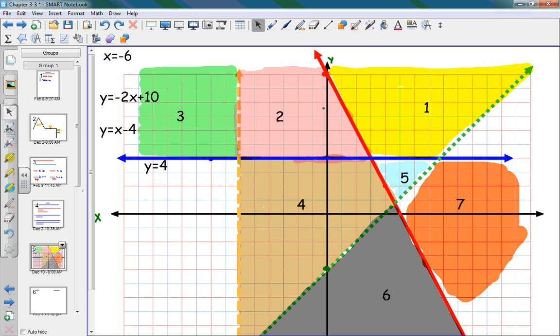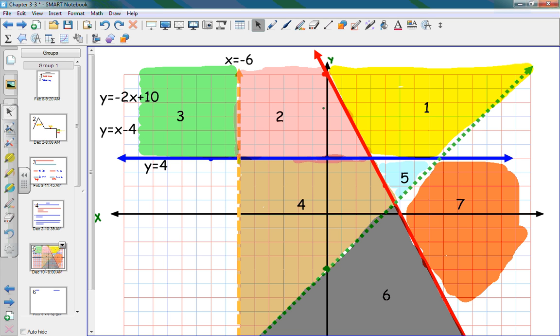Now, where does x equals negative 6 go? The orange dotted. It's the vertical line. I'm going to move that over there. You guys are going to write it on your paper. If you confuse these, is this going to make your answer right or wrong? Okay.